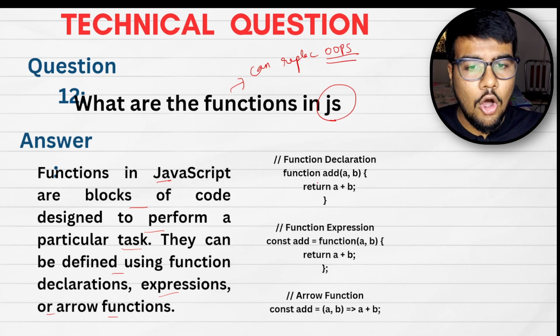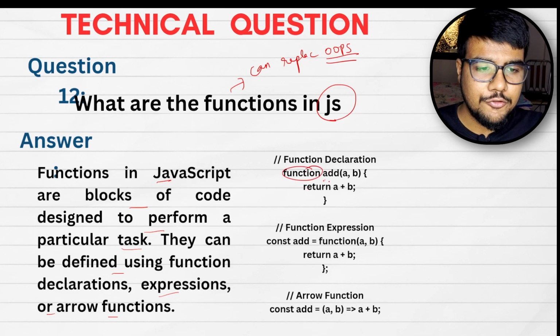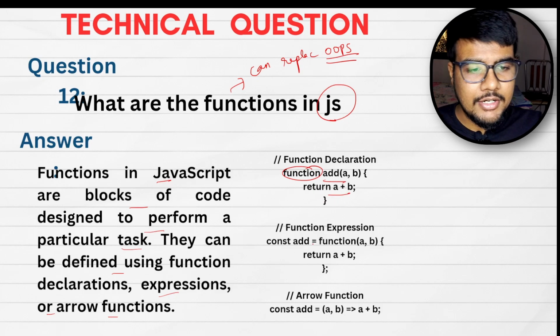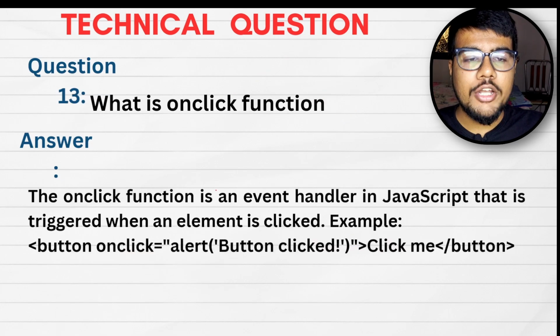Now, the example of a function in JavaScript: we use the function keyword itself to create a function, then add a, b, then return a plus b. Const add is calling the function and returning it, and we'll get the answer in the end. Great. What is the onClick function?